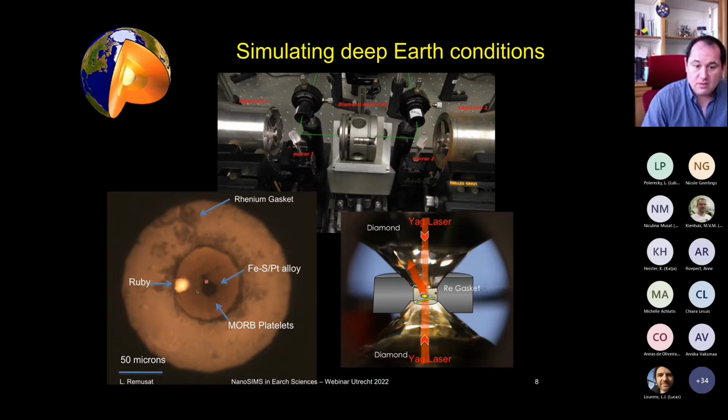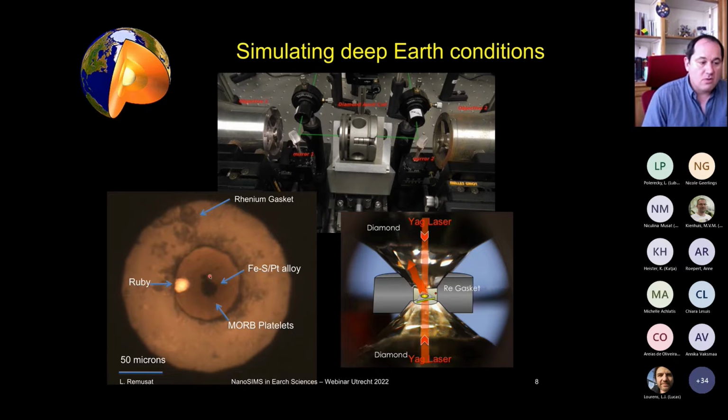And using a laser, we are going to heat the sample to several thousand degrees. Basically, it's going to reproduce the conditions at the bottom of the mantle or at the interface between the mantle and the core. And after everything is melted, the laser is stopped and the sample is quenched, and we are expecting to have a sample corresponding to what would happen at the interface between the mantle and the core.